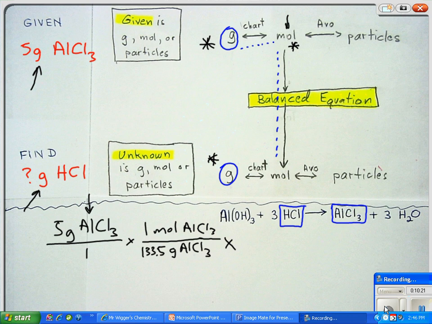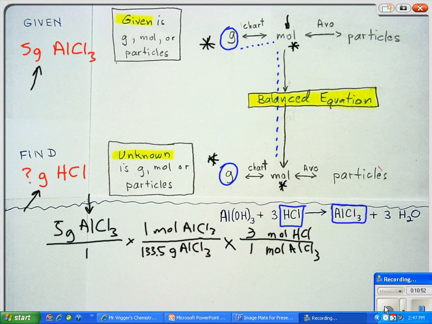So, who has to be on the bottom when we do this? Mole of aluminum. On the aluminum chloride. And so with the number in front of aluminum chloride is 1, and then we're going to have moles of what? HCl. Yeah. Okay, and that'll be 3. And so now we've got our mole ratio. We've made it to here.